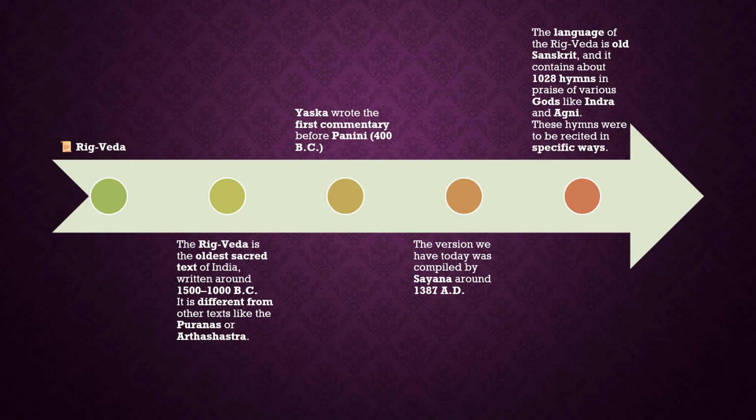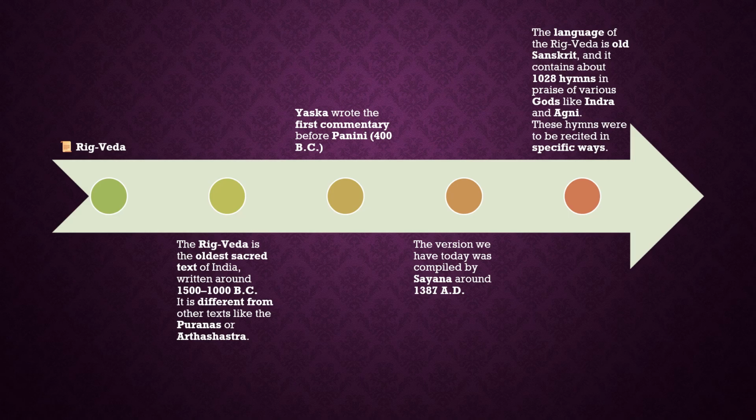It is different from other texts like the Puranas or Arthashastra. Yaska wrote the first commentary before Panini. Now, commentary means what? He explained the Vedas. The version we have today was compiled by Sayana around 1387 AD. The language of the Rig Veda is Old Sanskrit, and it contains about 1028 hymns in praise of various gods like Indra and Agni. These hymns were to be recited in specific ways.